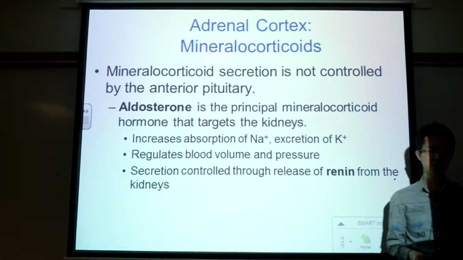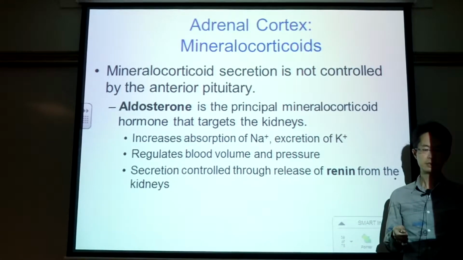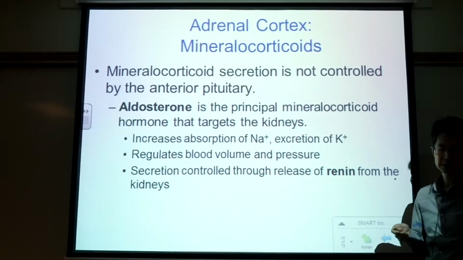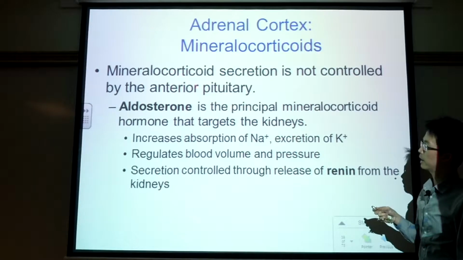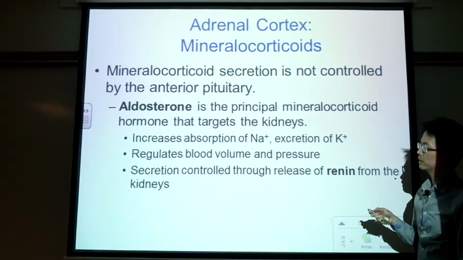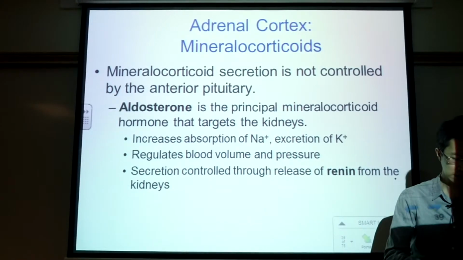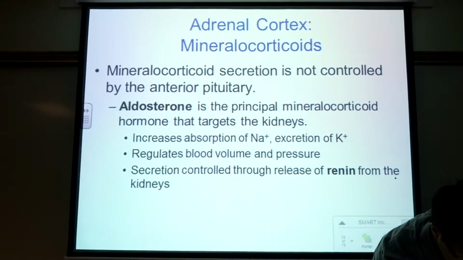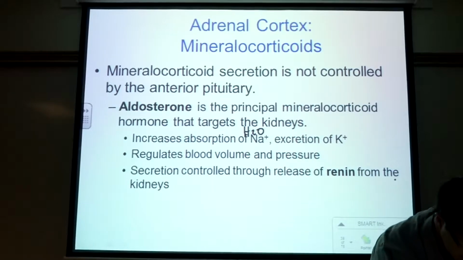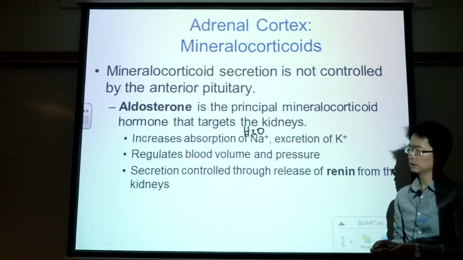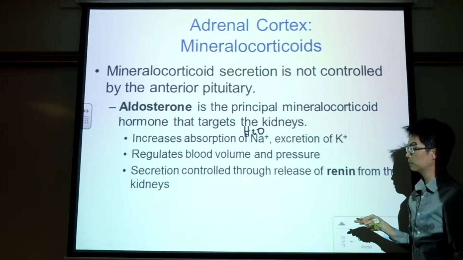The second type of hormone that will be secreted by the adrenal cortex is called mineralocorticoid. Secretion of mineralocorticoid is not controlled by the anterior pituitary. An example of mineralocorticoid that we talk about is aldosterone. Aldosterone works on the kidneys. It increases the reabsorption of sodium and water, most importantly water, in order to restore the blood volume and blood pressure.